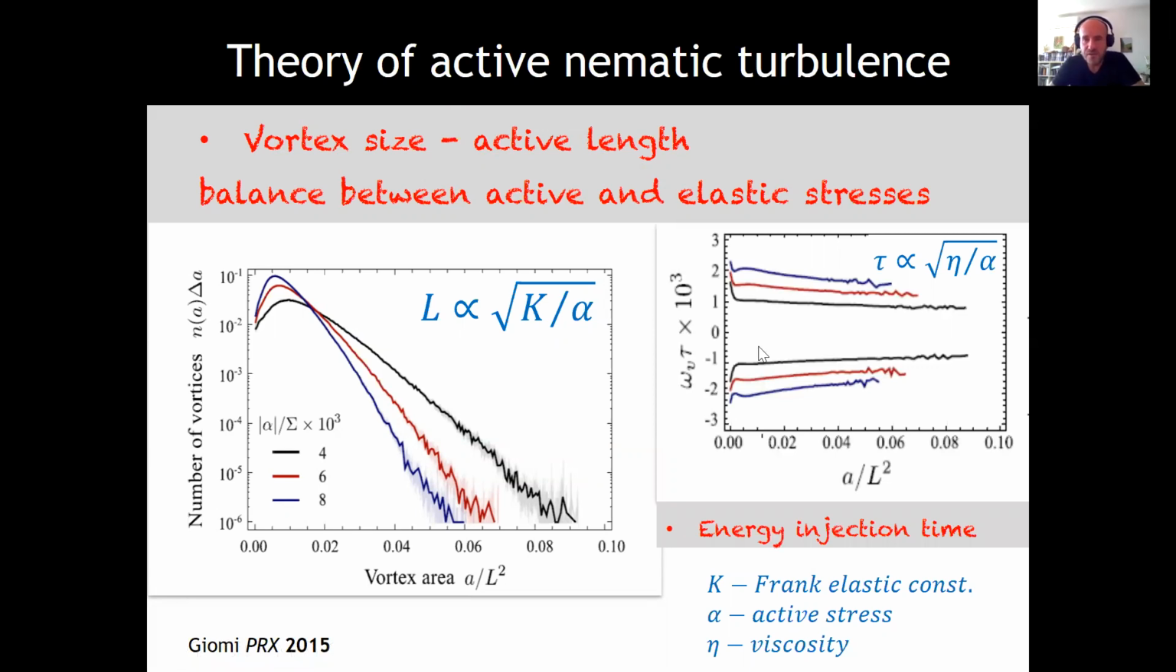It says that the vorticity, this omega, is independent of the vortex size, and it is determined by the viscosity eta divided by alpha. It also allows us to reveal and understand the energy injection time in this problem. What, Luca?